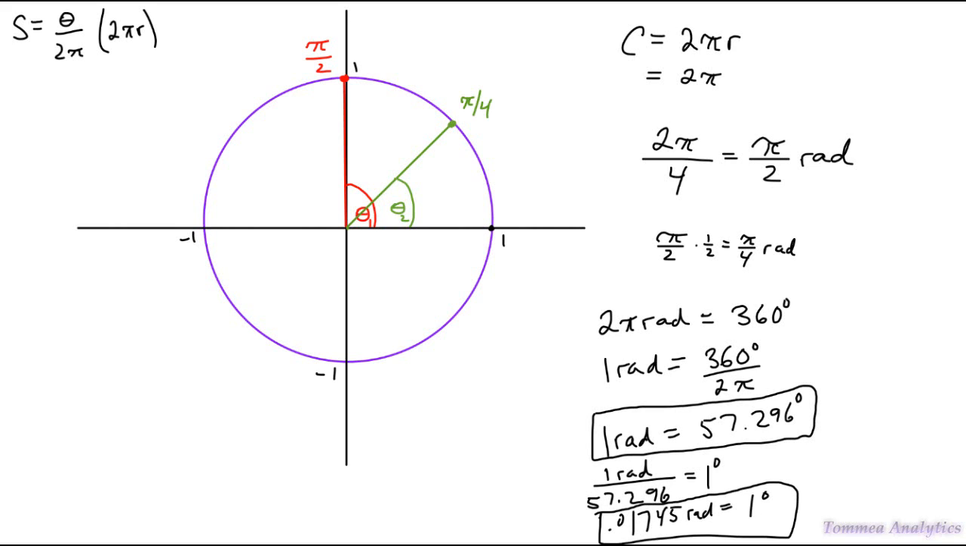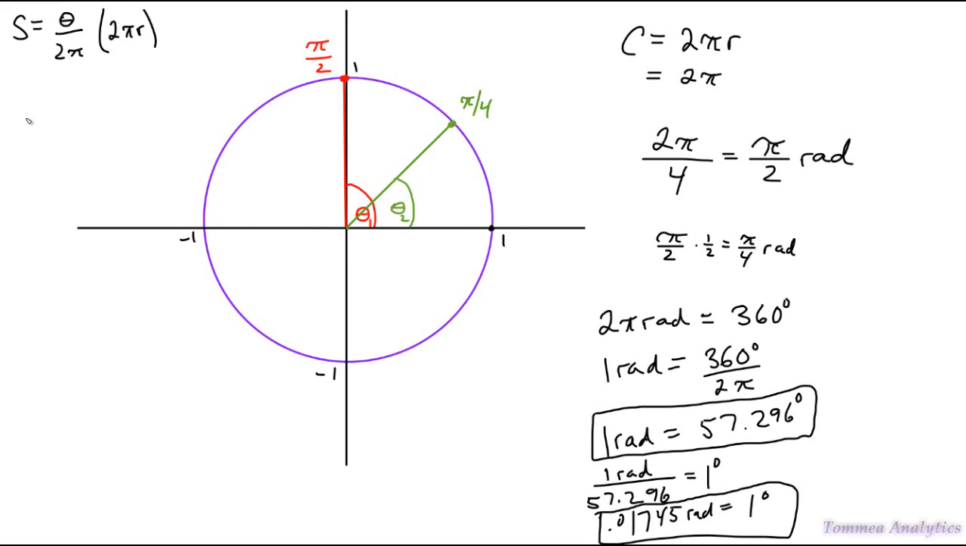Now I just want to explain one other equation. This equation here is the length of an arc. The S stands for the length of the arc. So if you look at the angle theta 2, it has an arc length of pi over 4, so S is equal to pi over 4.